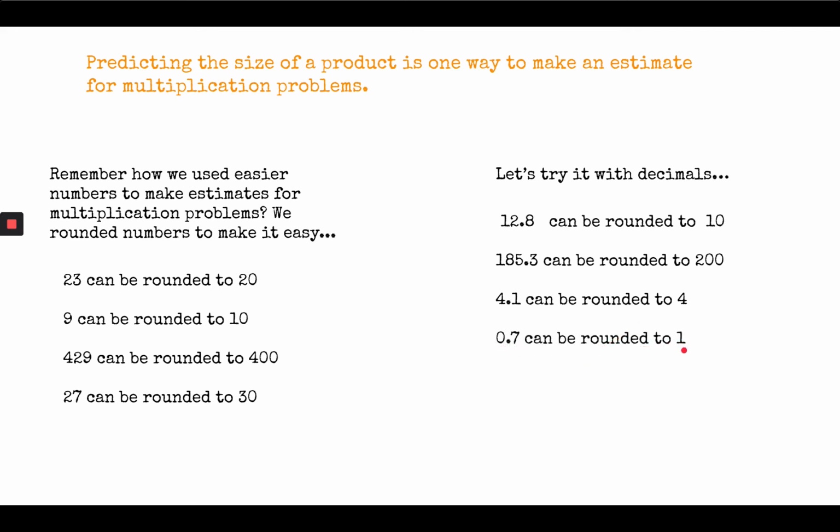0.7 can be rounded to 1 because look, that's not a whole number, right? We don't have anything in our ones column. So if it's point something, 0.7, 0.63, those can all be rounded to 1. 0.9 can also be rounded to 1. Okay, so do you see how we can round decimals? Just like we round whole numbers, okay?